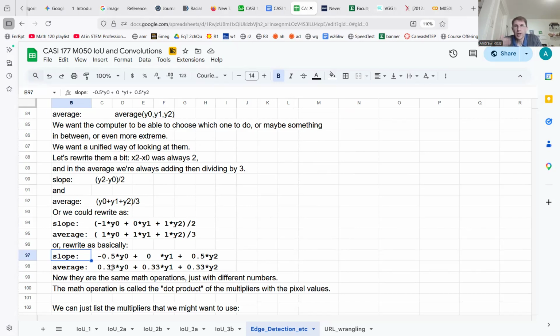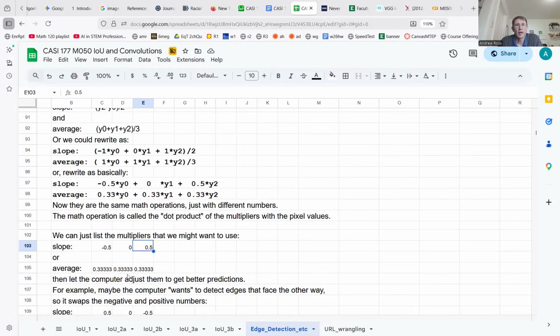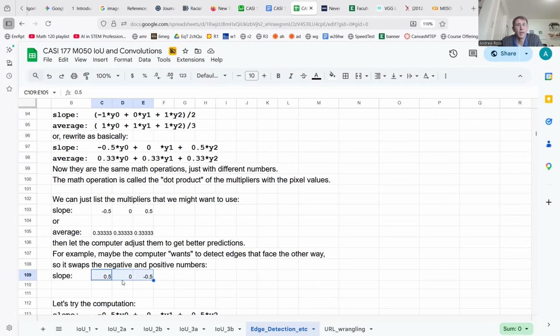This math operation is called the dot product of the multipliers with the pixel values. You don't have to know that, but if you've taken a class where you talked about dot product, it's nice to know that it's related. So we could just boil this idea down to: what are the multipliers that we want to use? For slope, like -1/2, 0, 1/2, or for average, 1/3, 1/3, 1/3 maybe, and then let the computer adjust those sets of numbers to get better predictions. For example, maybe the computer wants to detect edges that face the other way, like left-right versus right-left. So maybe it would swap the positive and negative numbers in the slope here.